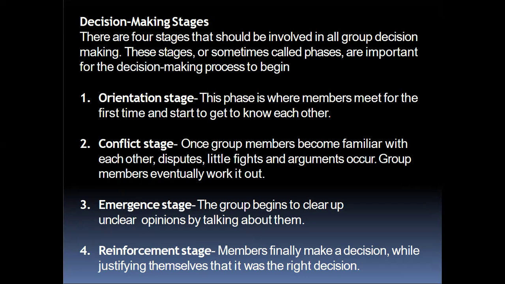Once group members become familiar with each other, they will try to work it out for the betterment of the organization, whatever the problems and challenges they are facing in the day-to-day work environment. Then emergent stage, the group begins to clear up the unclear opinions by talking about them. Then reinforcement stage, members finally make a decision while justifying themselves that it was the right solution for the problem. So these are the four different stages in group decision making.